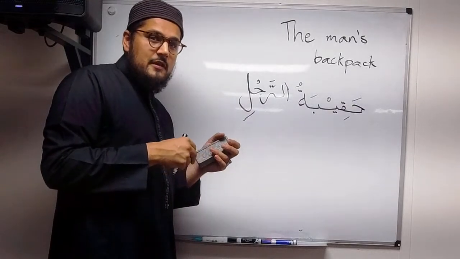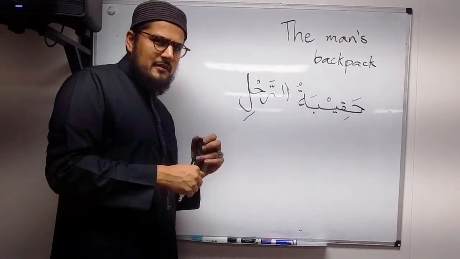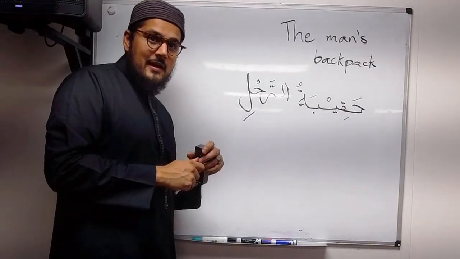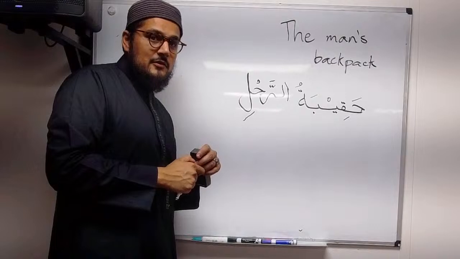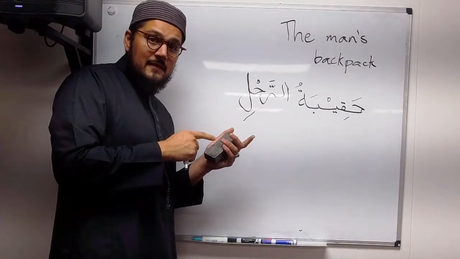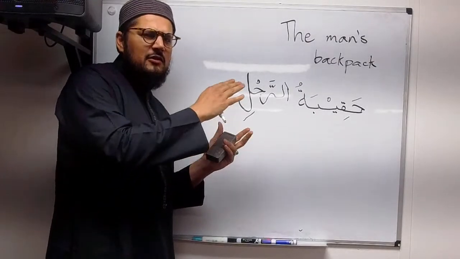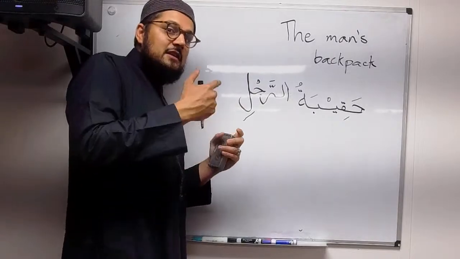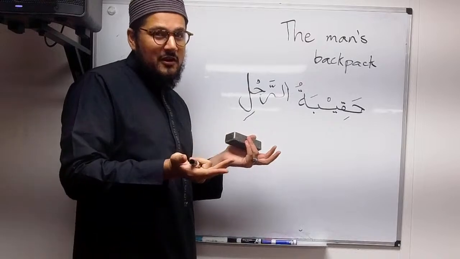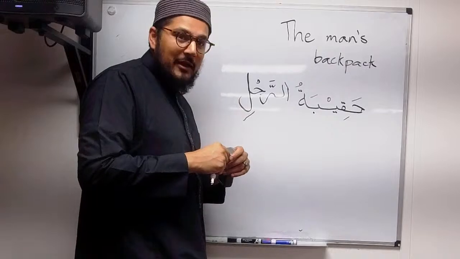Now, how do we show that things are not definite? Normally, non-definite words have what at the end? Instead of alif lam, what do they have? Tanween. Good. This word doesn't have tanween because it's definite. And therefore, we consider this a definite word even though it doesn't have alif lam, because it originally did have alif lam. We just removed it because mudafs are not allowed to have alif lam. Make sense? So now we've got the man's backpack.